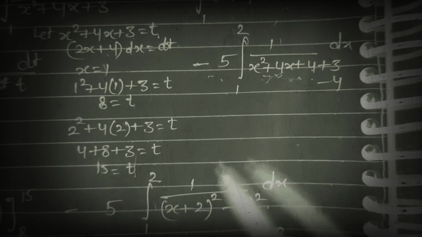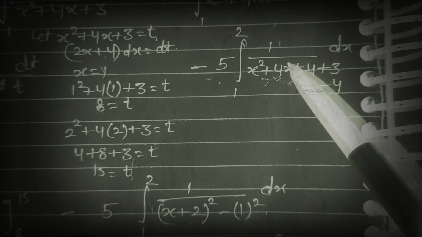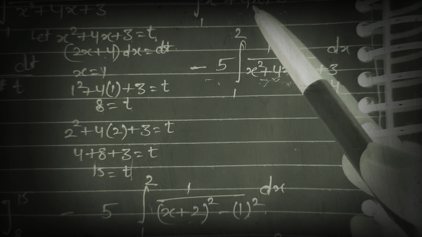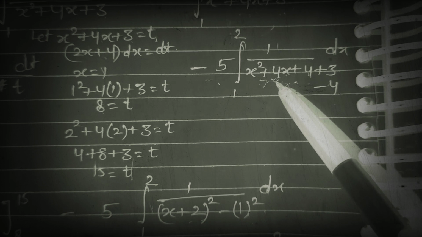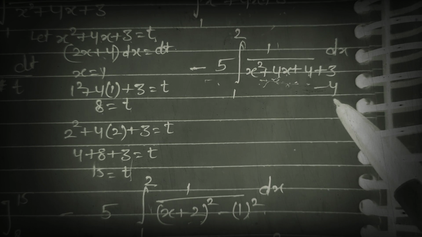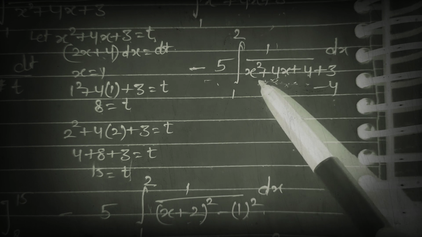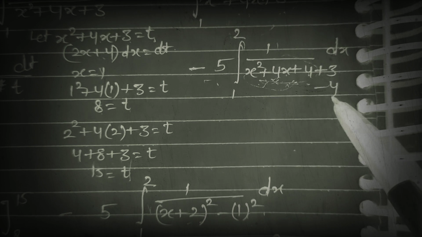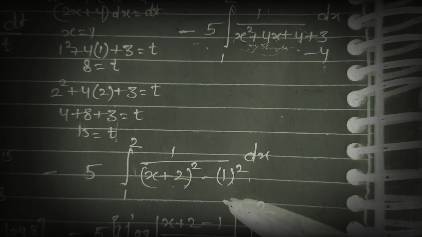So it will be x plus 2 whole square. How will we complete the square? The x coefficient is 4, half of 4 is 2. We will add 2 square and subtract 2 square. It will be x plus 2 whole square and 3 minus 4, which is minus 1. So it is 1 square.